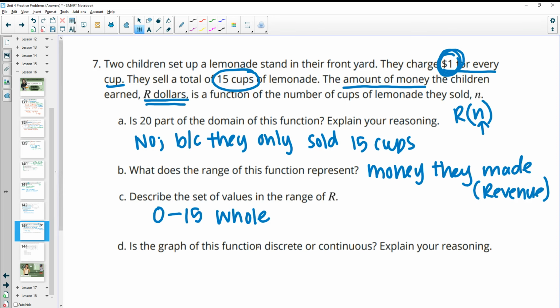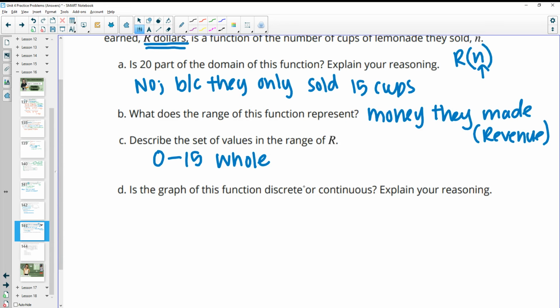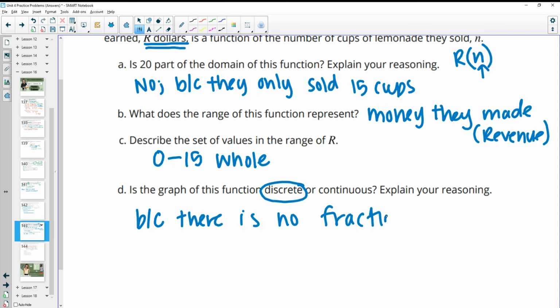And so is the graph of the function discrete or continuous? Explain your reasoning. So this is going to be discrete because of what we just said here, that they're not selling any partial cups. So discrete because there's no fractional cups.